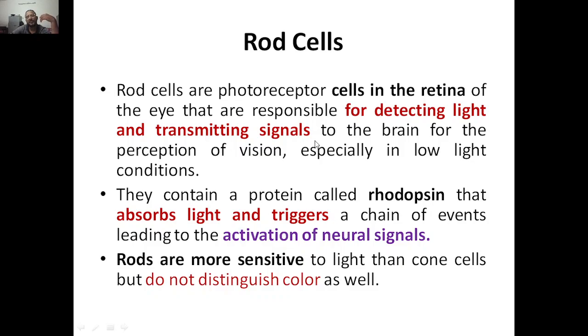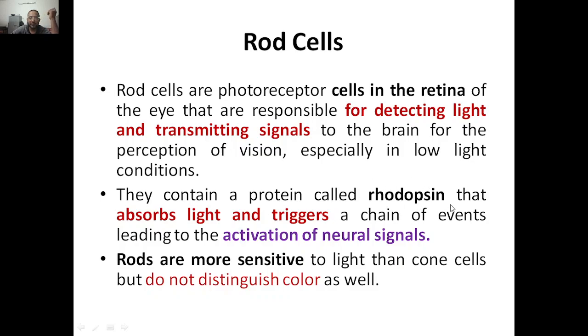Even if we enter a dark room, initially you can't see anything, but after some time you will start seeing things, right? That is because of the functioning of the rod cells. Even though there is low light, they detect the available light and then transmit the signals to the brain so that the brain can see things. They contain a protein called rhodopsin. So the protein that rod cells contain is rhodopsin.